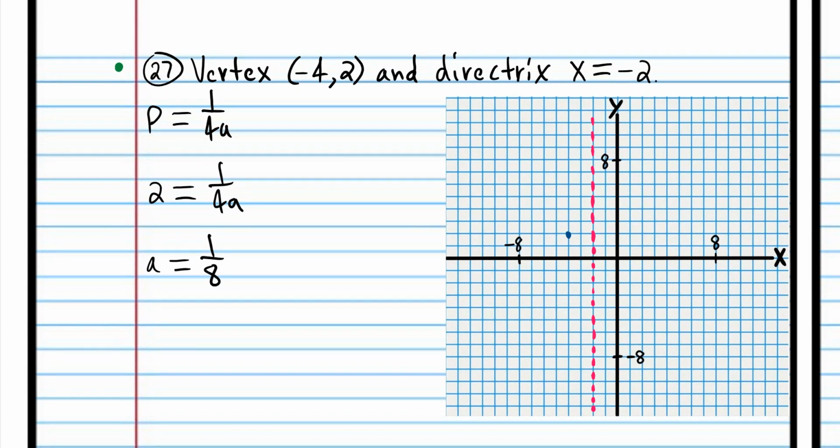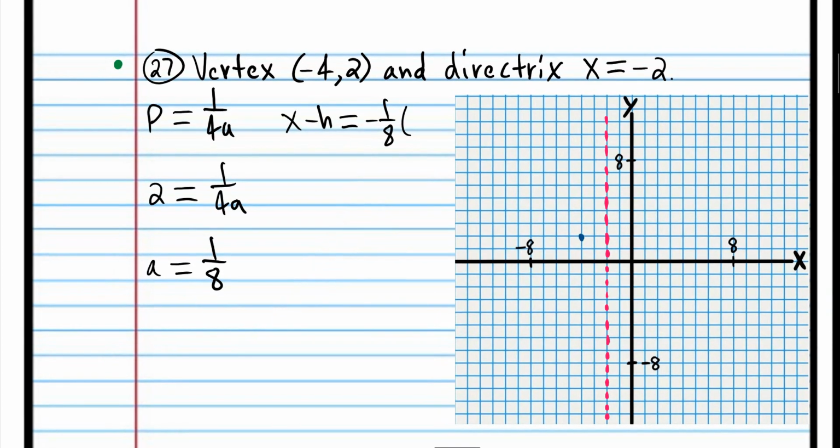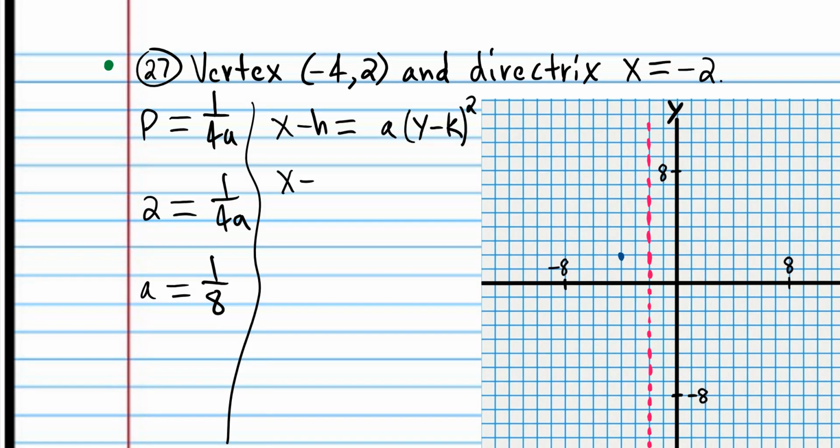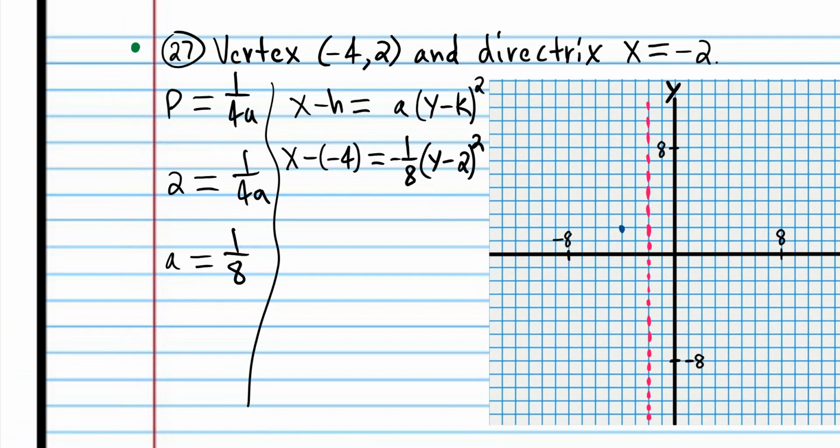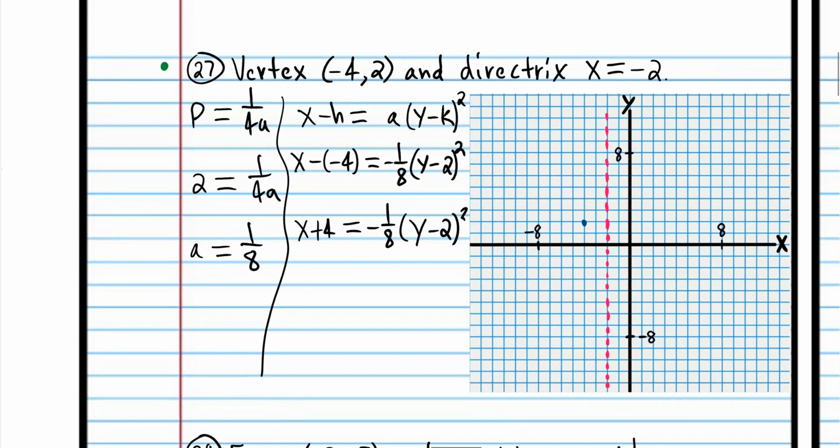So it's a parabola opening to the left, so we have x minus h is equal to negative 1/8. We have to change the sign to negative because we know that the parabola is opening to the left. And then we have y minus k, but let's write a first because we're just writing the formula. So we have x minus the x value of the vertex is equal to negative 1/8 times y minus the y value of the vertex. And so we have x plus 4 is equal to negative 1/8 times y minus 2 squared. That's the equation.